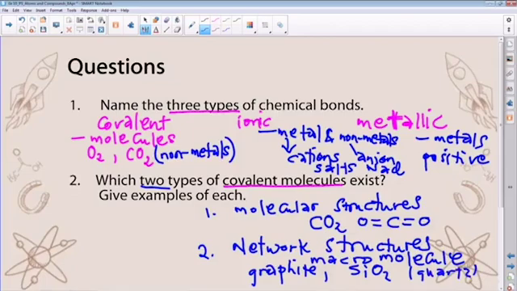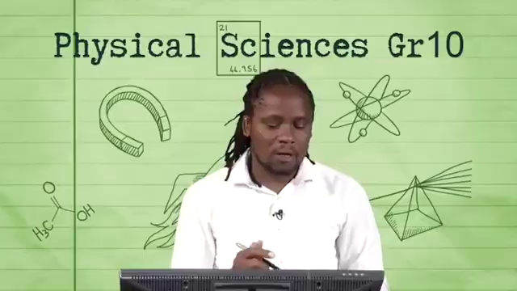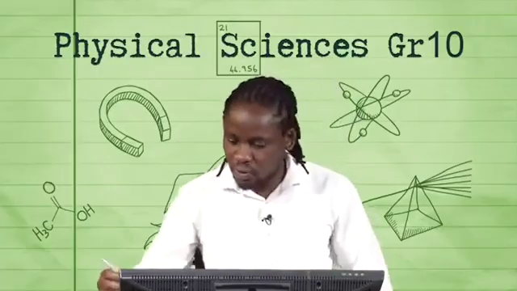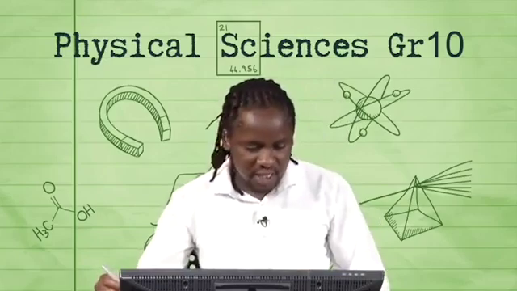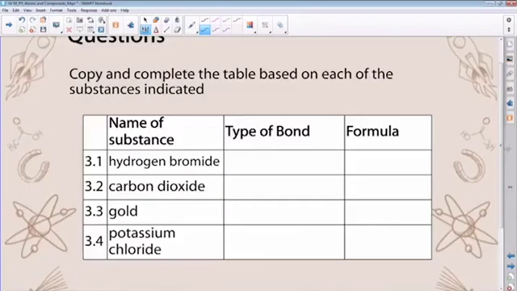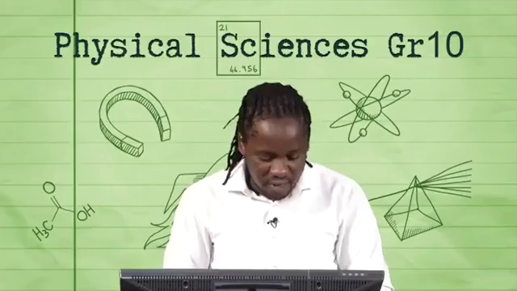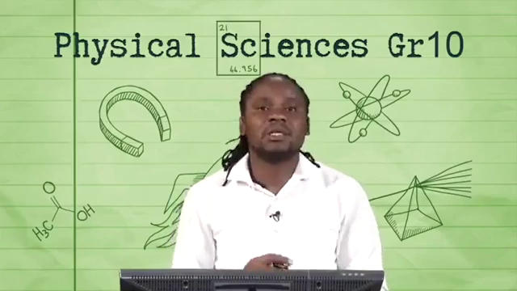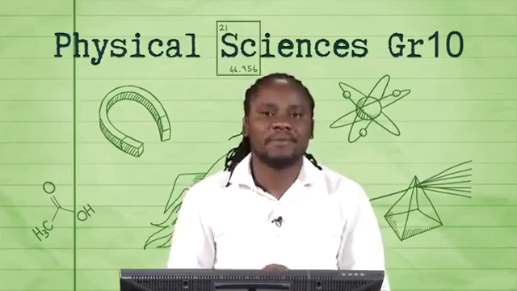If we can look at the next set of questions, it has to do with classification. It says here, copy and complete the table on each of the following substances indicated. The emphasis is the name of the substance given in words. So you identify the type of bond, remember the three types we spoke about, and then also the formula of the substances. Some of these can be elements, some can be compounds. I'll give you say 3 minutes to do that. Then we shall do the feedback together. Let's go for it, guys.